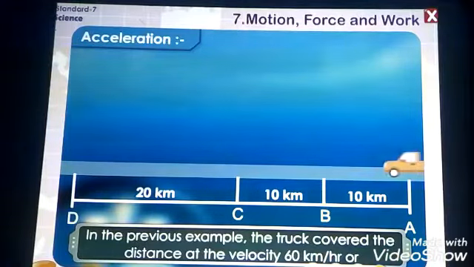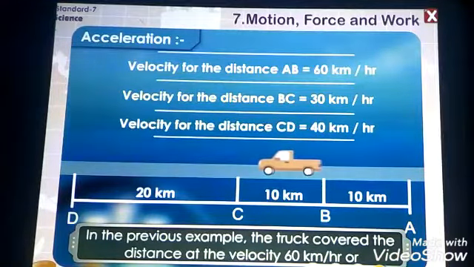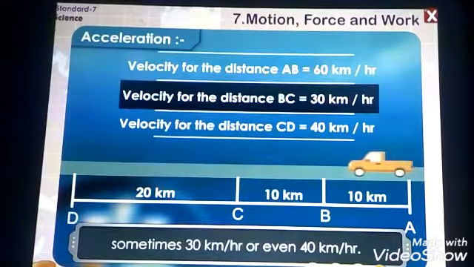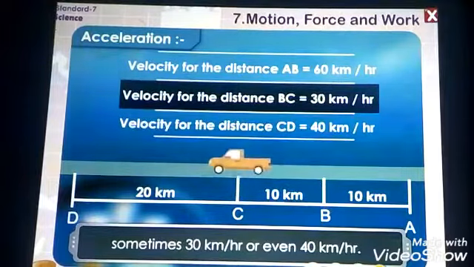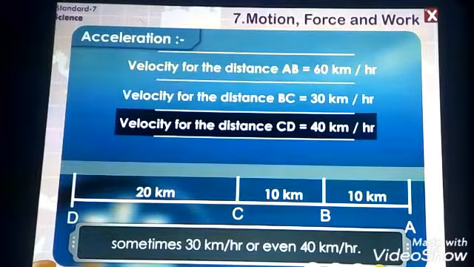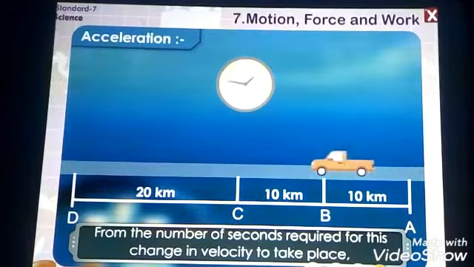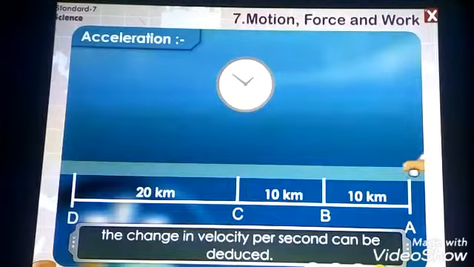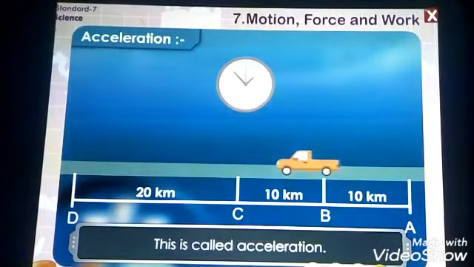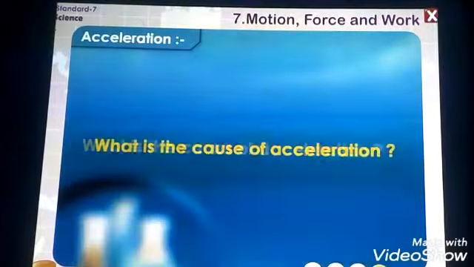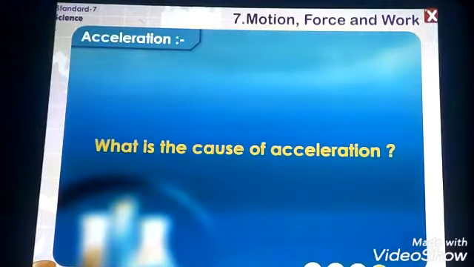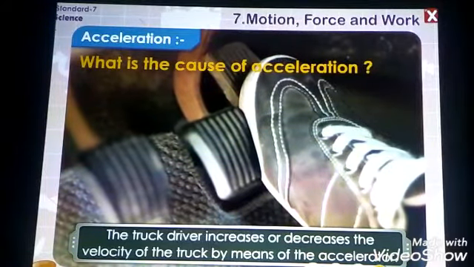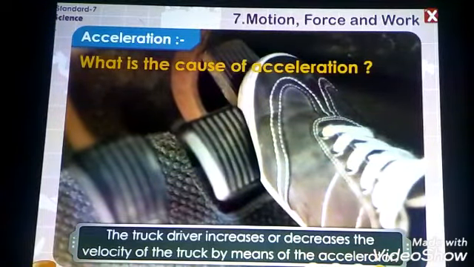Acceleration. In the previous example, the truck covered the distance at the velocity 60 km per hour or sometimes 30 km per hour or even 40 km per hour. From the number of seconds required for this change in velocity to take place, the change in velocity per second can be deduced. This is called acceleration. So what is the cause of acceleration? The truck driver increases or decreases the velocity of the truck by means of the accelerator.